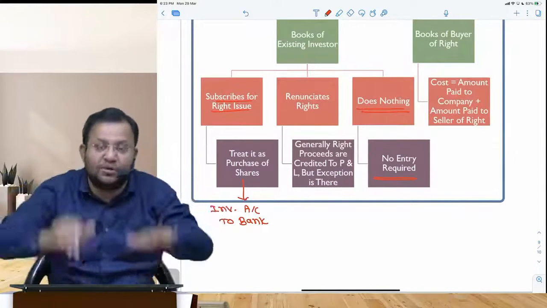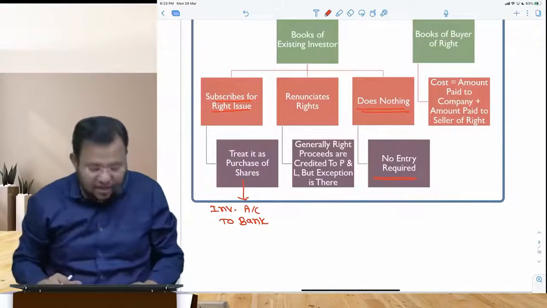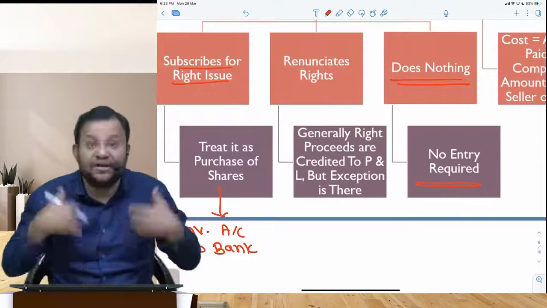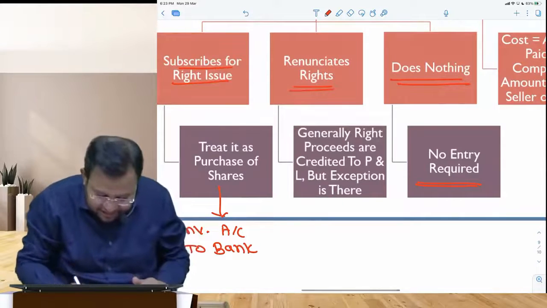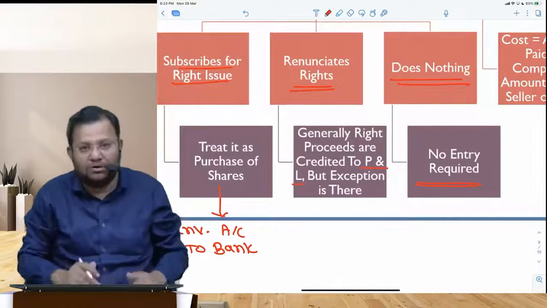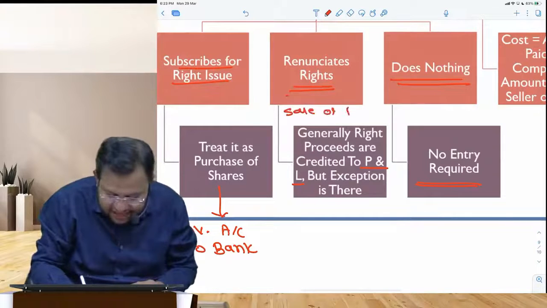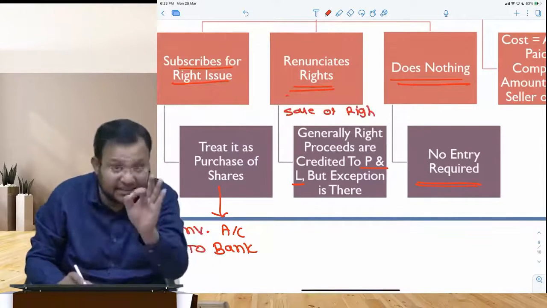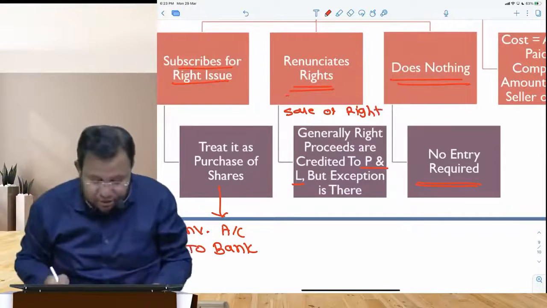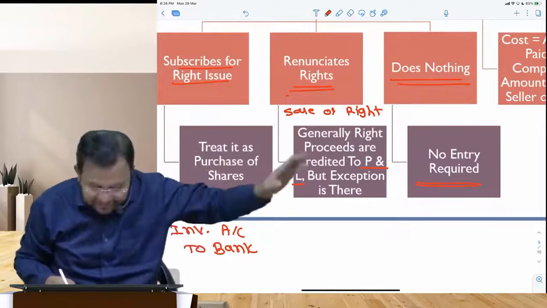We assume that when we purchase shares, we have already paid for the dividend, and then the dividend is credited to investment account. If you renounce the rights, then generally right proceeds are credited to profit and loss account. Whenever you renounce a right, it means a sale of right. I did not say sale of shares. Right is different, shares are different. Right leads to the shares. So you are selling the right, so it is treated as your revenue receipt. It is credited to profit and loss account.